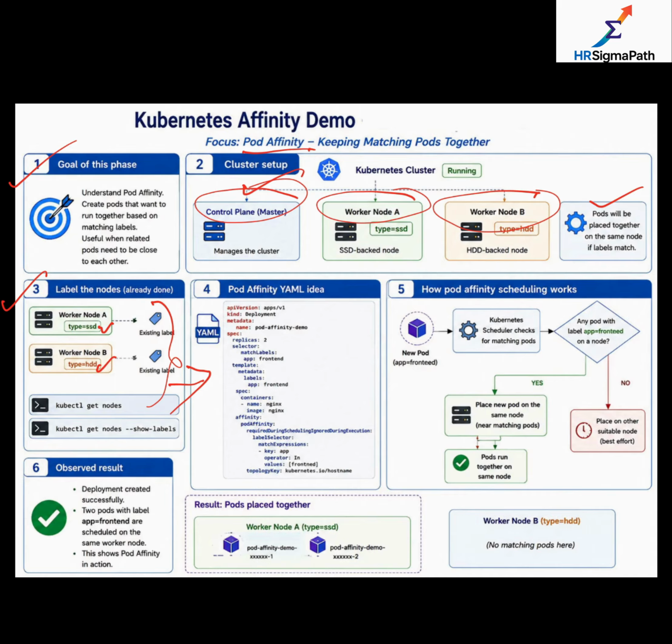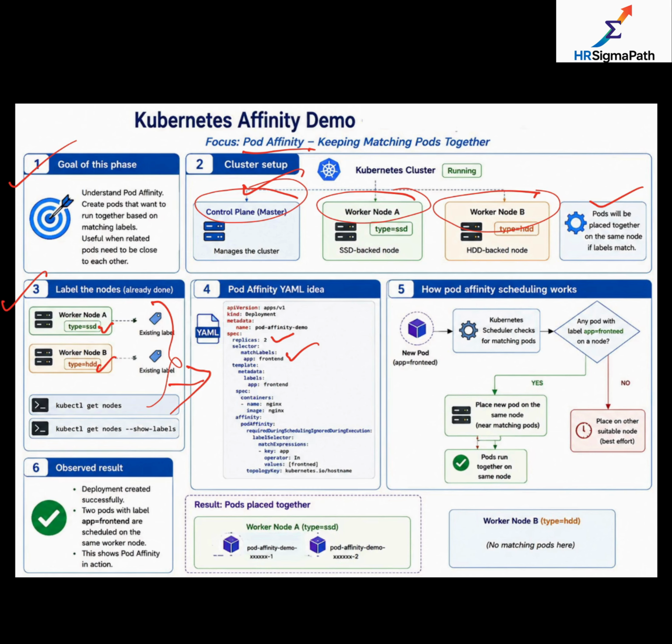Now let us look at the most important fields in this YAML. First we see the replicas, which is written as 2. This means Kubernetes will create 2 pods here. Second, app: frontend. This is the label used for matching.